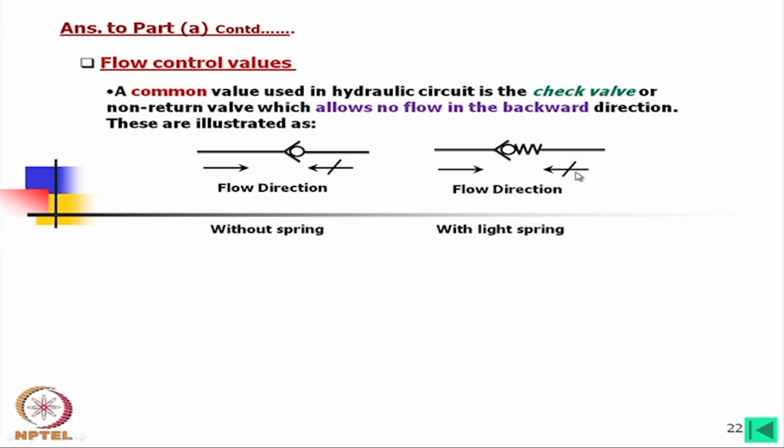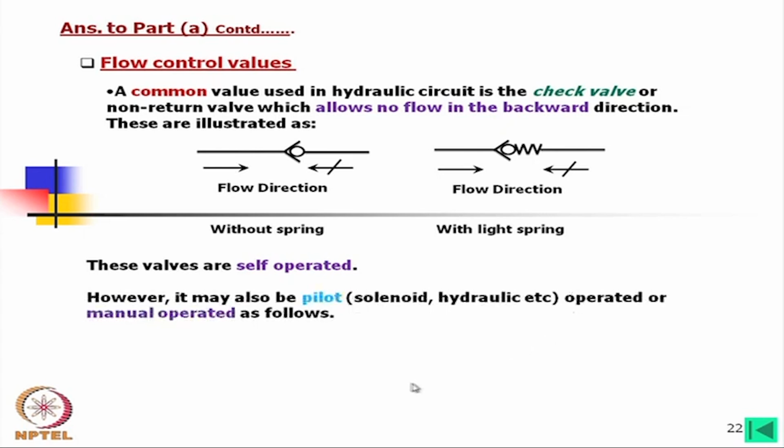These are illustrated as simple signs like that: flow direction this way, not this way. Here also flow direction is this way, not this way, and this is without spring and this is with light spring. With light spring it is preferred, because this valve you can keep in any direction, even upward, whereas this valve may malfunction if we keep it in the upward direction. These valves are self operated, that means we do not operate them externally. However, it may also be pilot, solenoid, hydraulic, etc. operated or manual operated as follows.